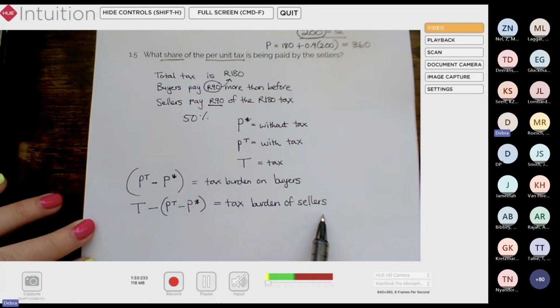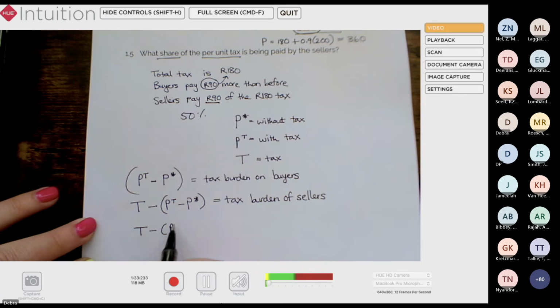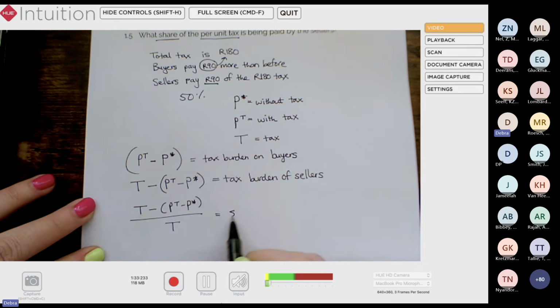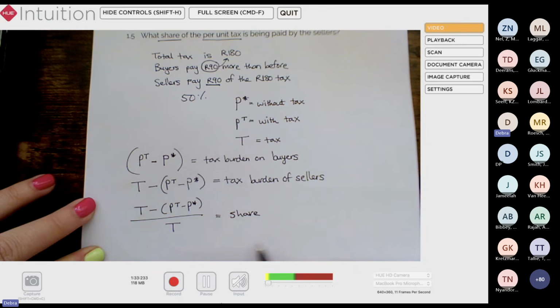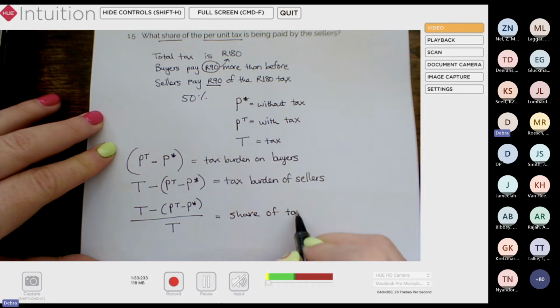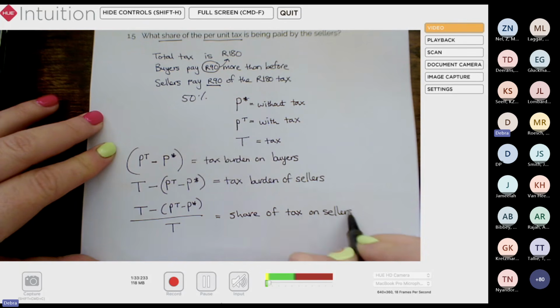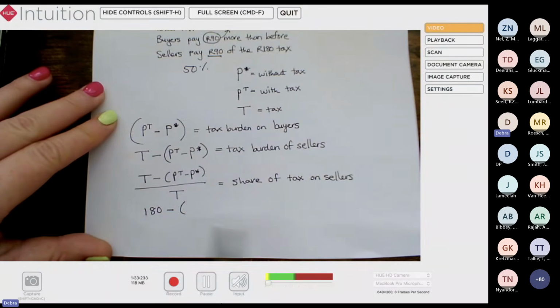And if I divide that by the total tax, that's going to give me the share of that burden. So the share of the tax on sellers. If we just apply this to the question we just did, the per unit tax is 180. The price with the tax is 360. The price without the tax was 270. And if we divide that by the tax of 180, we get 180 minus 90 is 90, over 180 is 0.5. And that's where the 50% comes from.